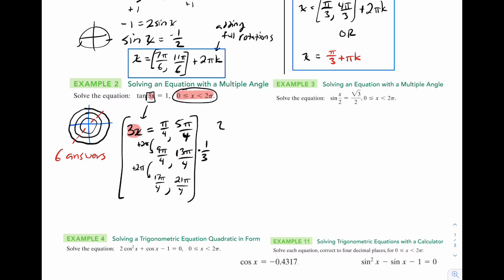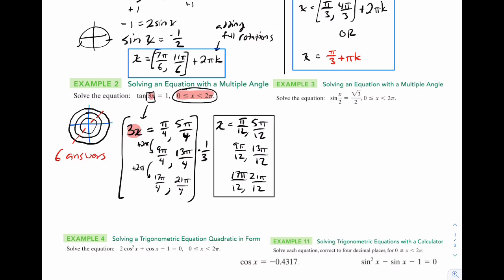That will fix everything. x equals pi over 12, 5 pi over 12, 9 pi over 12, 13 pi over 12, 17 pi over 12, and 21 pi over 12. And notice how all of these are within the range of 0 to 2 pi. That's it.